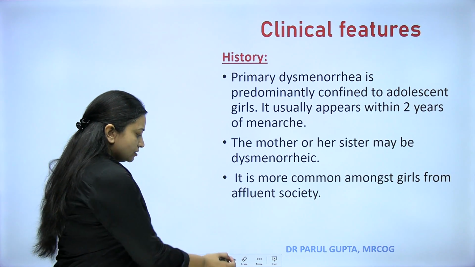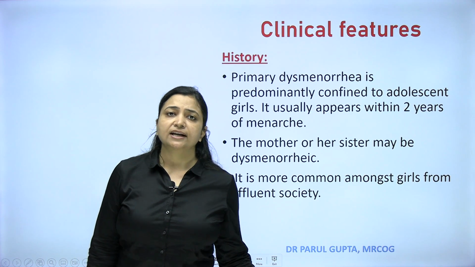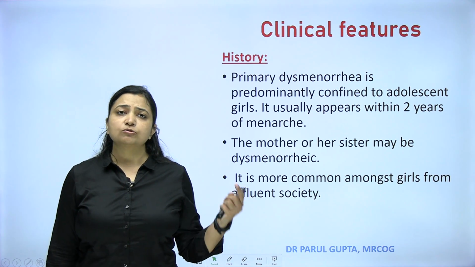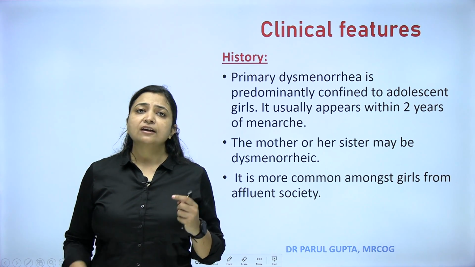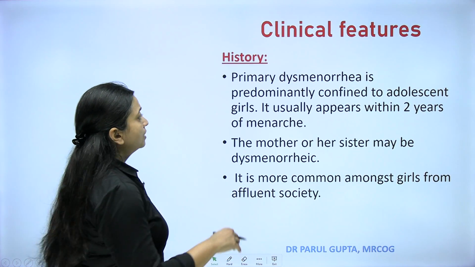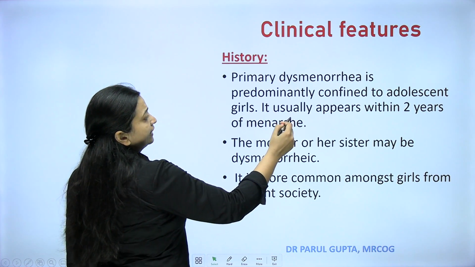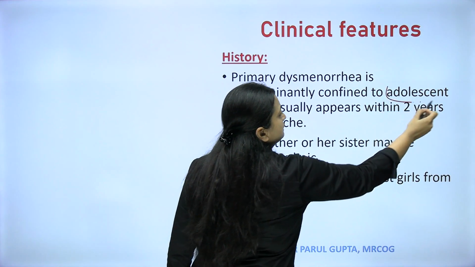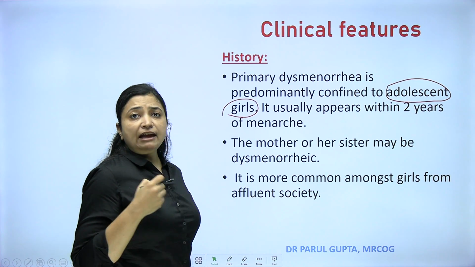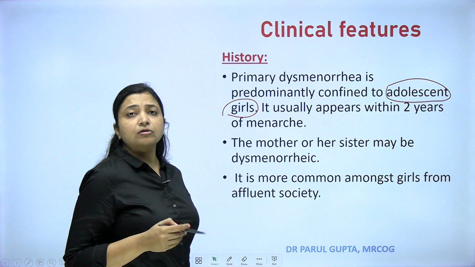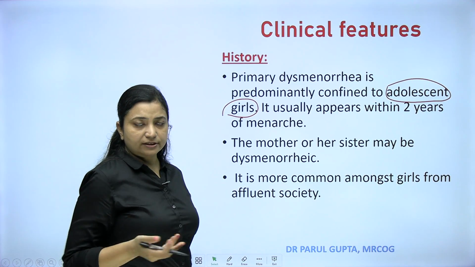Now, clinical features. Whenever someone asks you about history taking, clinical features, management, you should always start from a good history taking. Half of the job is done by good history taking of the patient. It is predominantly confined to adolescent girls. So first of all, in the personal history you will find the age, whether she is from an affluent society or not, what is her job profile, etc.